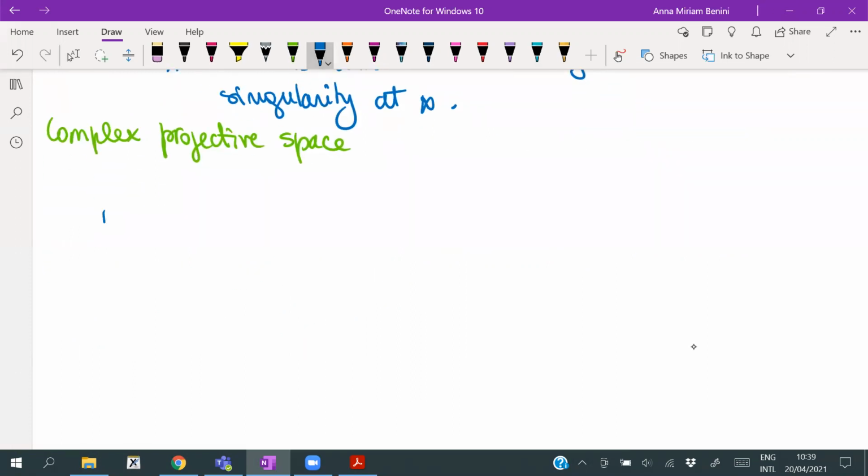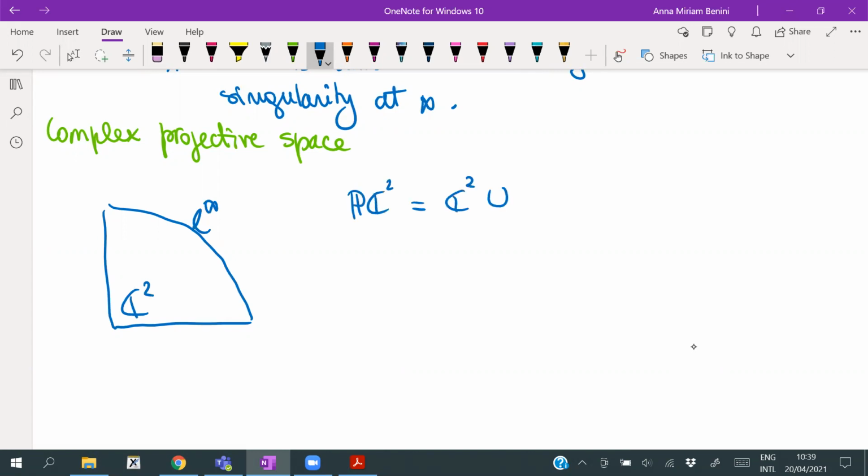People usually draw it like this. This is C2, and this is the line at infinity. So the complex projective space is equal to C2 union a line at infinity, which is really biholomorphic to the Riemann sphere. This is called the line at infinity, and it's the one that I'm drawing in pink here.